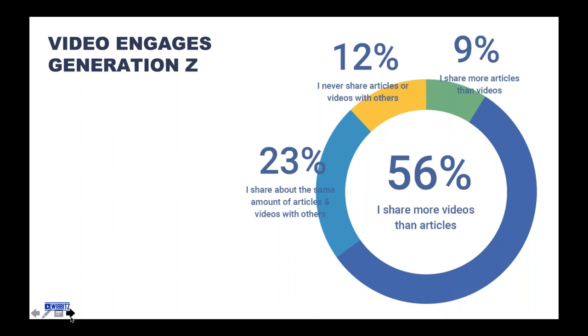And really to back this up, we just put out a report at Wibbitz, which you can download on our website. And here are some of the stats that we found. The biggest one that really jumps out: only 9% of Generation Z said that they share more articles than videos. So there's a big reason why going viral refers primarily to video. If you want someone to share your message, especially if that person is a member of the younger generations, video is absolutely the way to go.